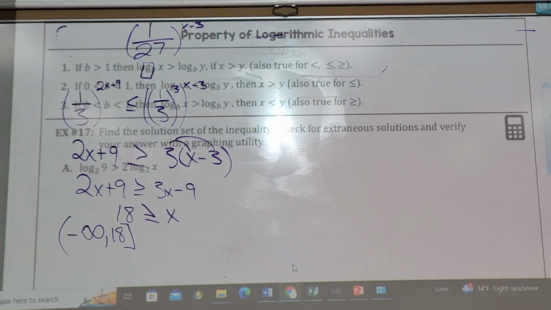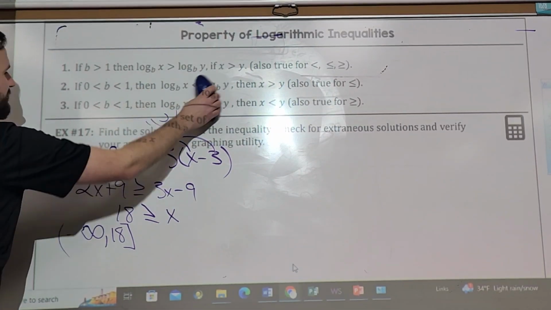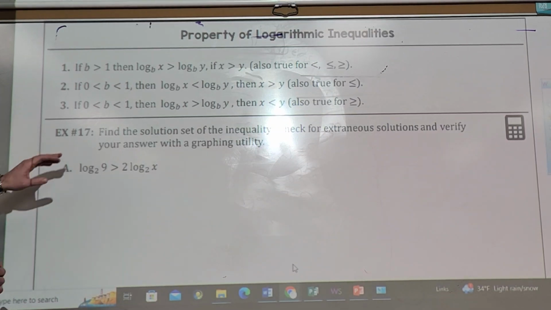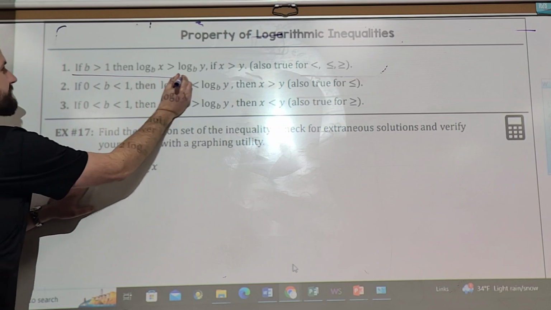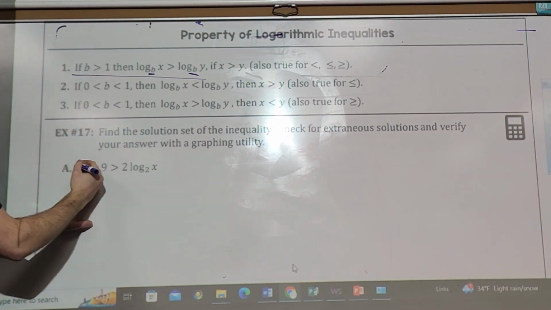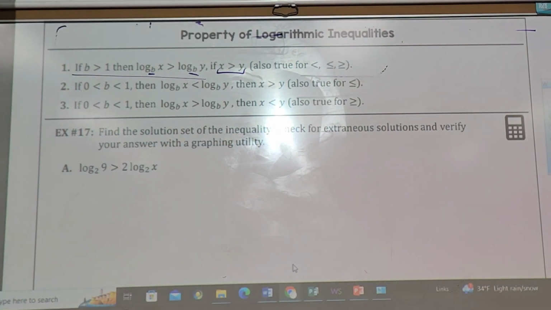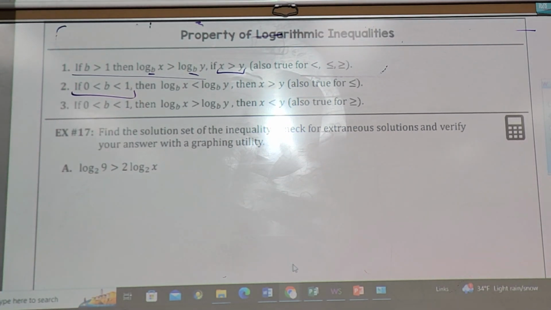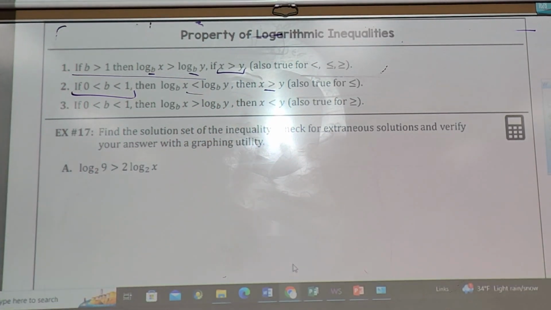All right, what about with logs? If I'm doing logs and my bases are greater than 1, I keep the sign for what's in the log. If b is between 0 and 1, what do I do with my sign? I flip it.